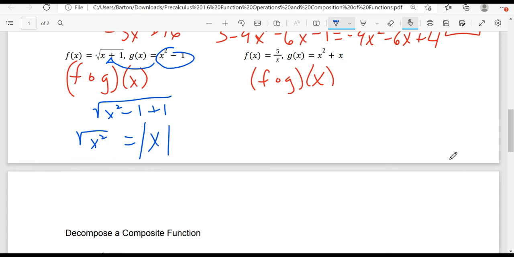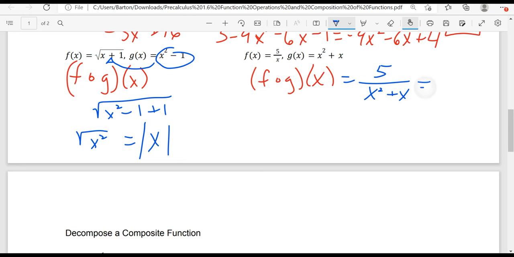Now, let's do the other one, f of g of x. So I'm going to put x squared plus x into this. So it's going to be 5 over x squared plus x. And we need to write a little domain, right? Because there's values that it's not going to work for. For the original, it might work for some values, but now it doesn't. So it's going to be all numbers except for what? What makes the denominator 0? 0 and 1. Excuse me, 0 and negative 1.